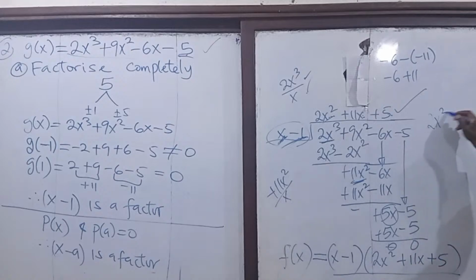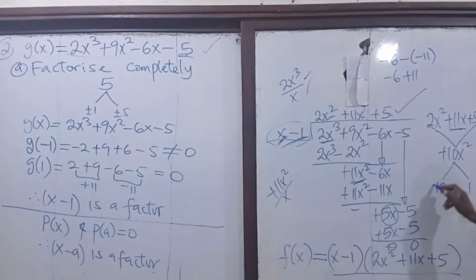2x squared plus 11x plus 5. This one times this one, I mean 2x squared times 5, that's 10x squared. We need two factors of 10x squared that can generate a plus 11x. That will be 10 and 1, that will be plus 10 plus 1. So your x squared, pair that, 1 here, 1 here. Then you can now have 2x squared.